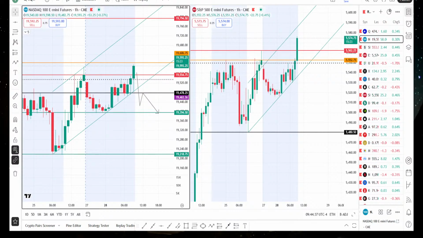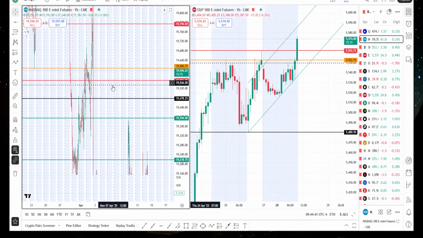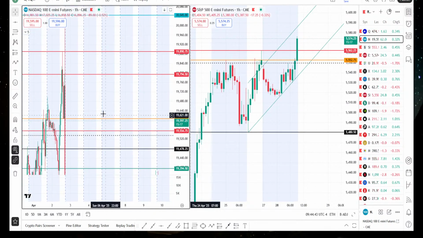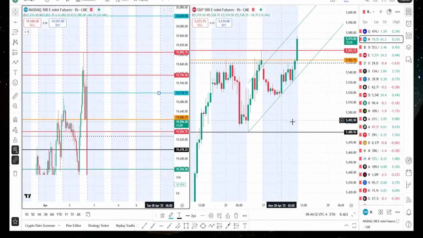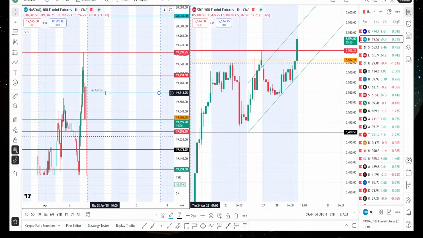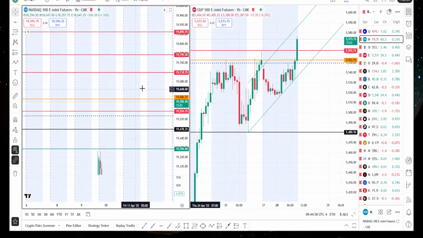Sir. Market's going up. Where could we go? This next key level. If not, we can go here as well. Let me mark this up. This is a previous level support here as well. Just marking some levels on my chart.